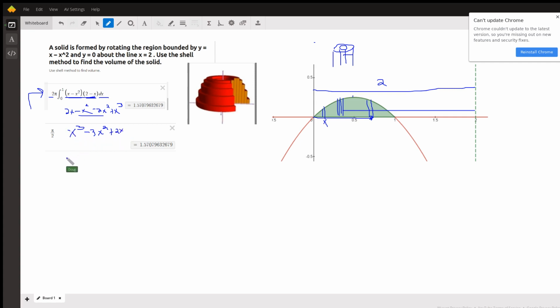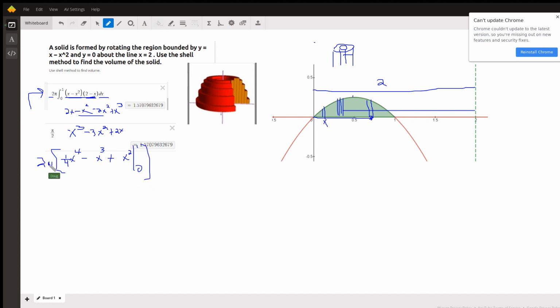Raise the exponent by 1, multiply by the reciprocal of the new exponent. Here you'd have minus 3 in front, but you raise the exponent by 1 and divide by the new exponent. That's what you get. Raise the exponent by 1, becomes a 2, multiplied by 1/2 or divide by 2. There's the antiderivative, which you want to evaluate from 0 to 1. And you want to multiply all that by 2 pi.